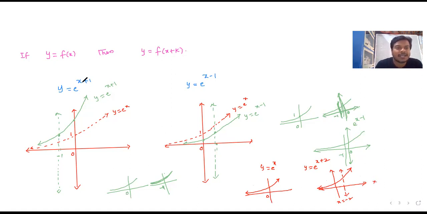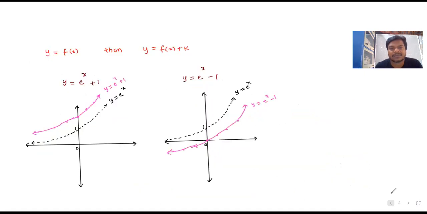Okay, and here observe, when you have plus sign, we move left. Here you have plus sign, right? Plus 2. That means we are moving left side. Minus 2 is the graph here. Next, when you have negative sign, then move right side. This you have to remember in the second case.